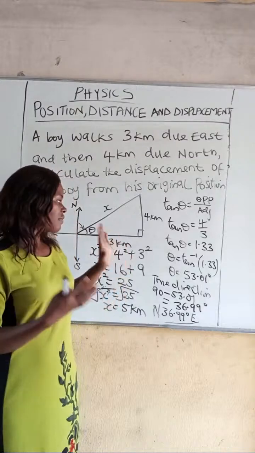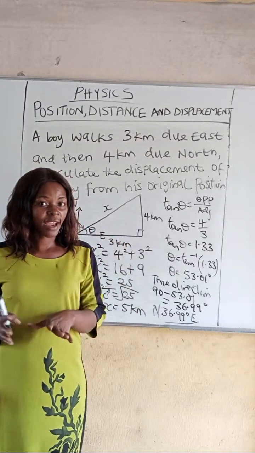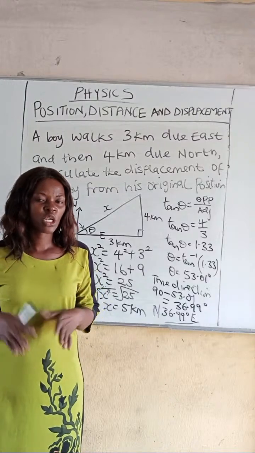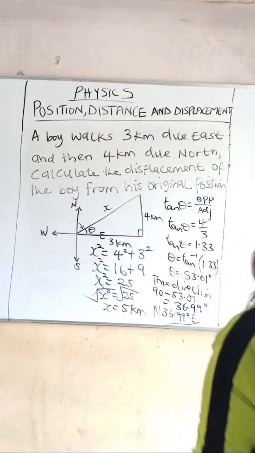So this is how you can solve for the displacement of an object, because it is a vector what? Quantity. So as far as I have gotten my magnitude, the next thing to do is to get the what? Direction. I hope you understand it. So this is how we can solve problem on displacement.